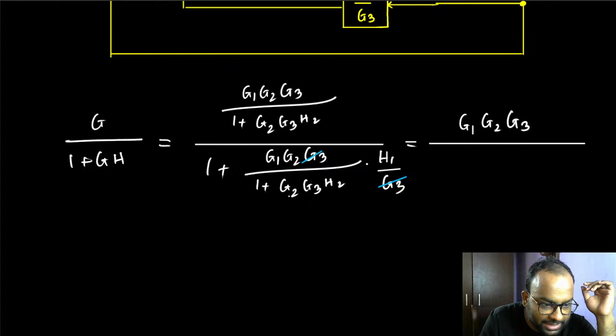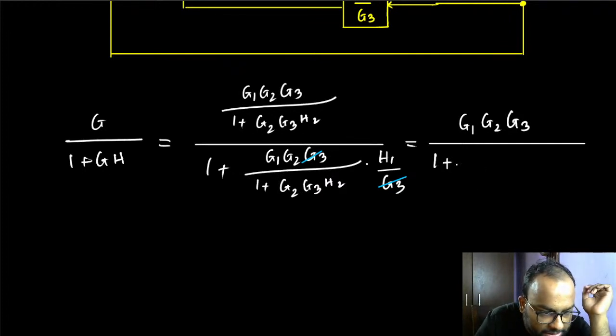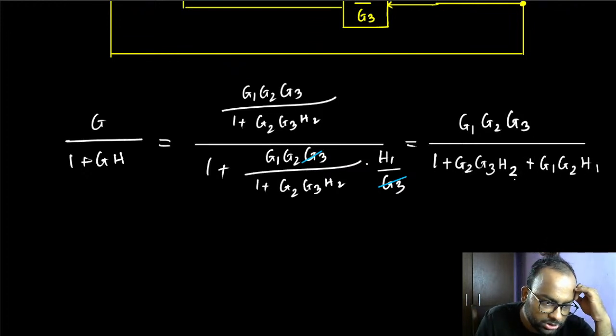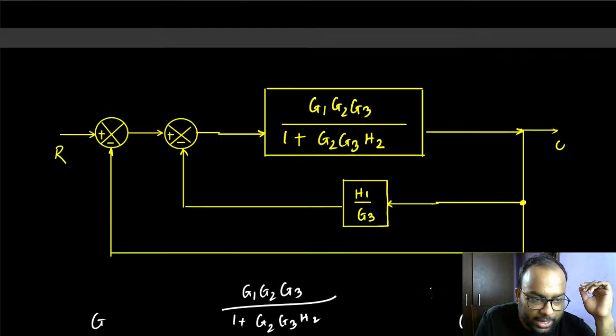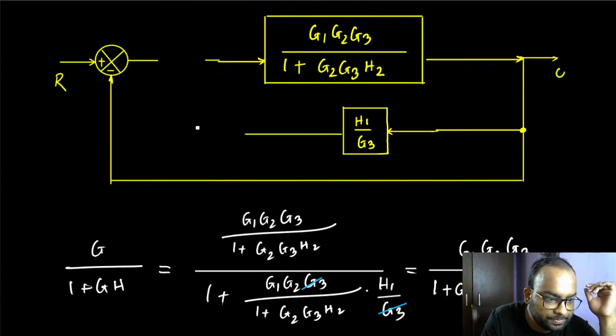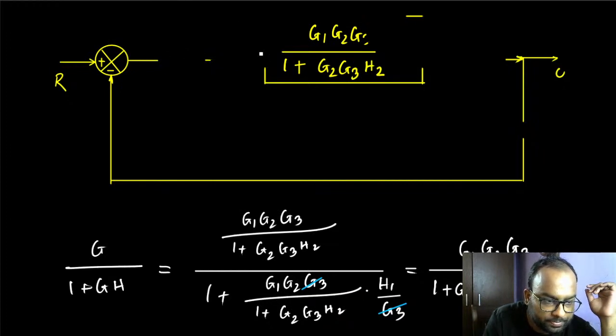And if we take the LCM here, the same factor will cancel out. So again, these two factors will cancel out, and if you take the LCM here and add these two up, that's going to be 1 plus G2 G3 H2 plus G1 G2 H1. Yeah, I think we have done it correctly, right? So the equivalent transfer function for this entire feedback loop, if I get rid of this, would be that.